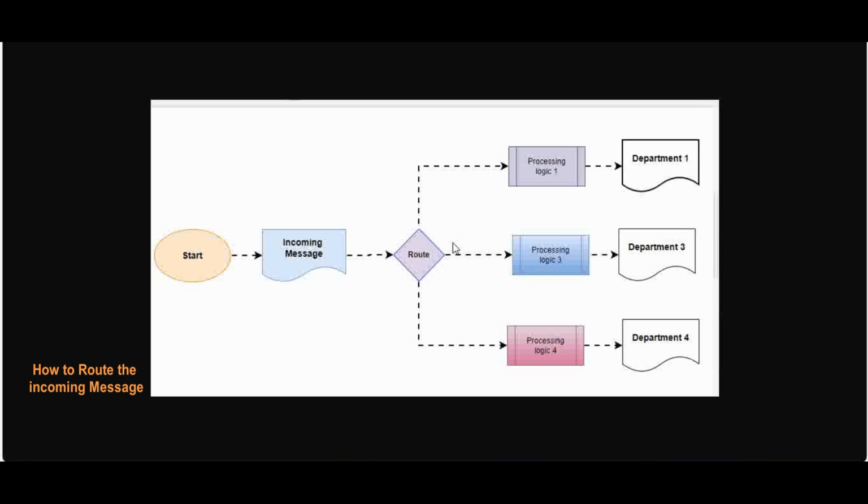Okay, so by definition we can say that CPI router is a very important component in the SAP CPI landscape. It acts as a central hub, routing between various systems or various recipients or various applications in an efficient way based on some rules.